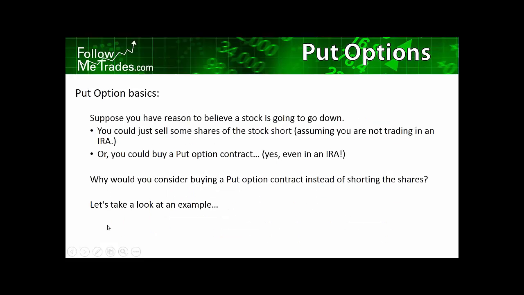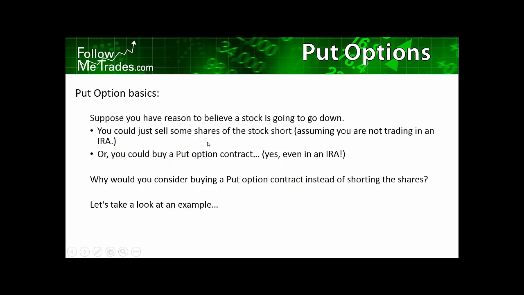A put option is really just the opposite. People can understand call options a little bit easier, and then with put options, you just hold a mirror up against it, right? So suppose you have reason to believe a stock is going to go down. You could just sell the shares short, assuming you're not trading in an IRA. As Jim covered in the last presentation, a short trade is by definition a margin trade, and you can't take margin trades in an IRA.